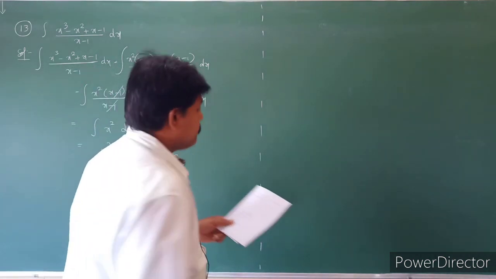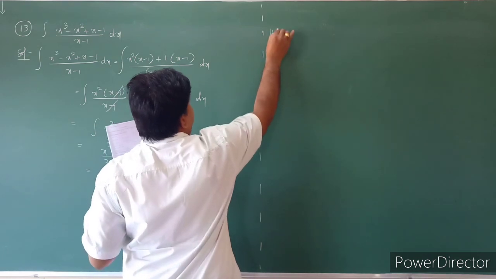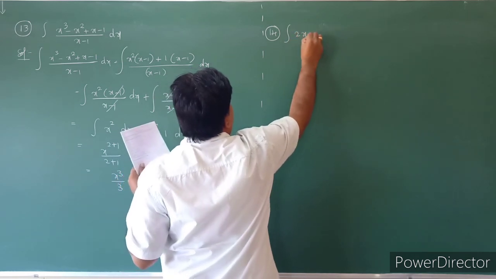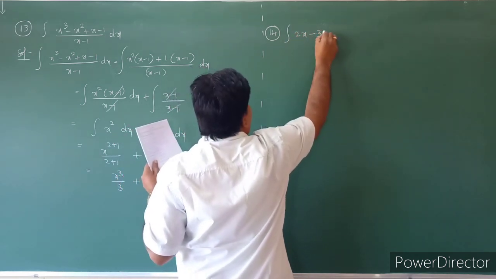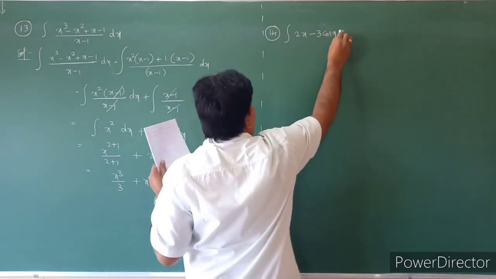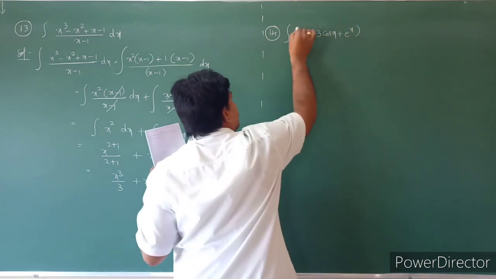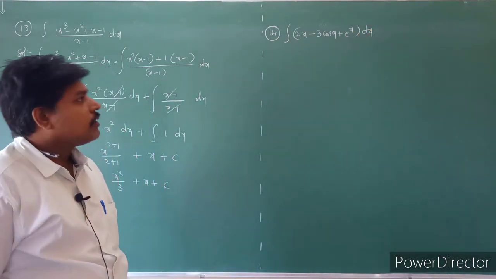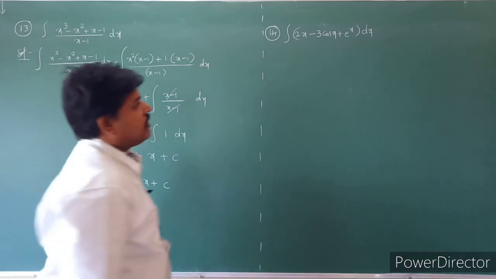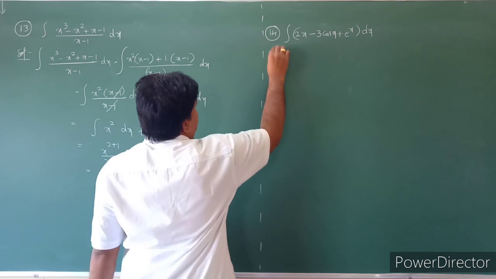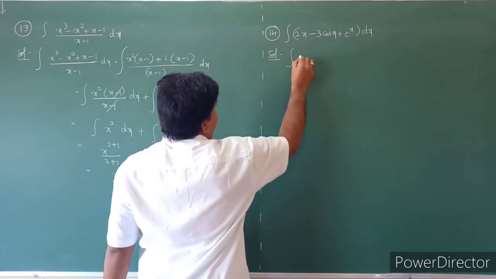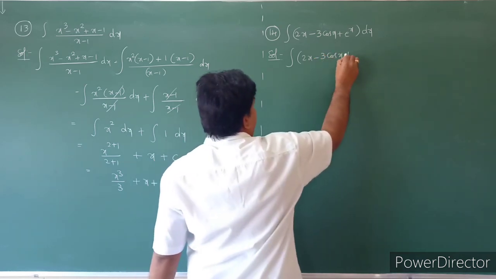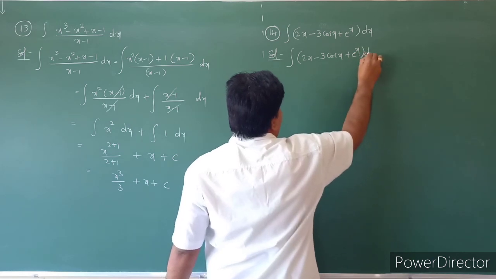See the question number 14. What is the question number 14? Integral of 2x minus 3 cos x plus e power x into dx. Integral of 2x minus 3 cos x plus e power x into dx. See that one? See the solution. Integral of 2x minus 3 cos x plus e power x into dx.